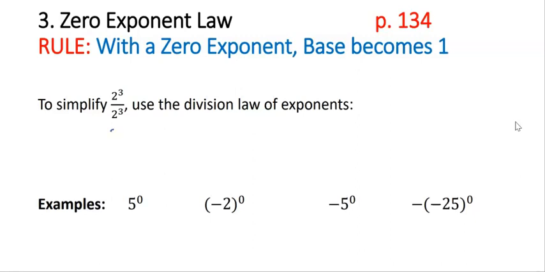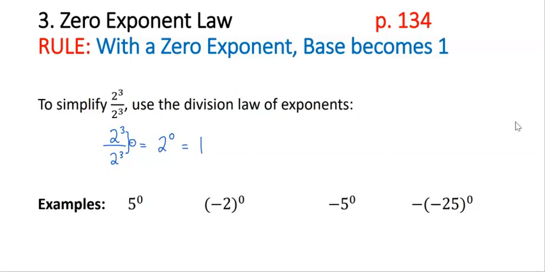So if we look at this example, 2 cubed divided by 2 cubed, the base is the same. So we keep the base and we're dividing, so we're going to subtract these exponents. That gives us 3 minus 3, which ends up being 2 to the power of 0. When this happens, it automatically shifts to be 1. So any number to the power of 0, whether it's positive or negative, becomes 1.